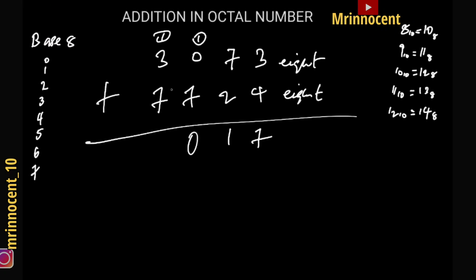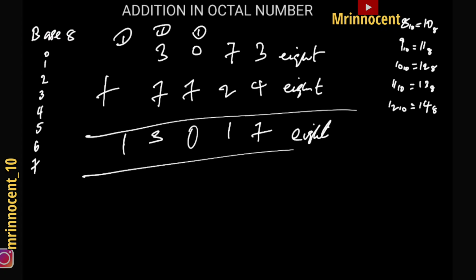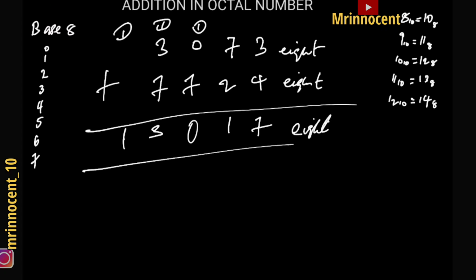Take it to the next one. You have 3 plus 7 is 10, 10 plus 1 is 11. 11 in base 8 is 13, so 3, carry 1 to the next one. You bring it down. You have 13017, all in base 8. Thank you for watching.